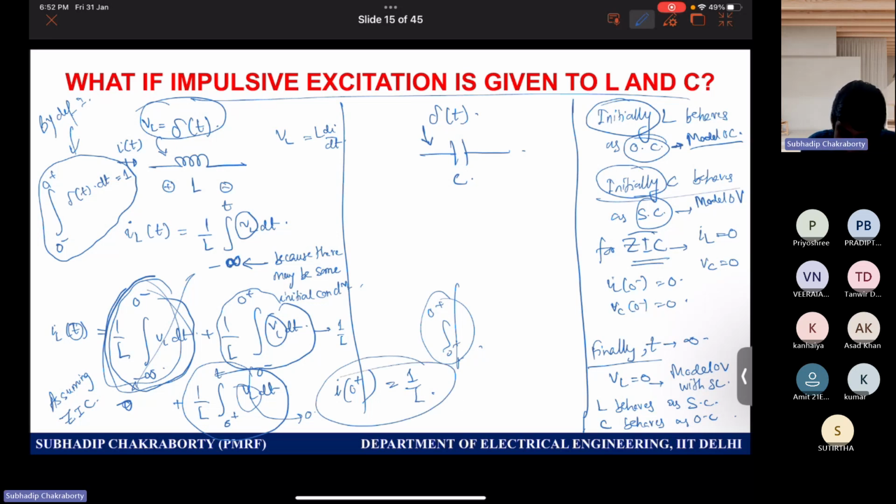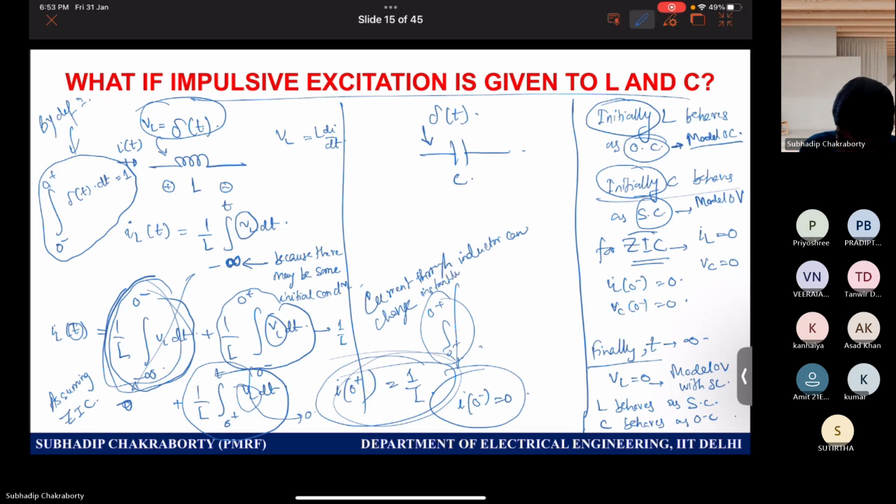But you can see I of 0 minus is 0. But I of 0 plus is 1 by L, something different. But I told you, if impulse, then it can change. So you just saw that current through inductor can change instantly if forcing function is impulsive. We saw the proof also. Similarly, for capacitor, you can do similarly and you can see.